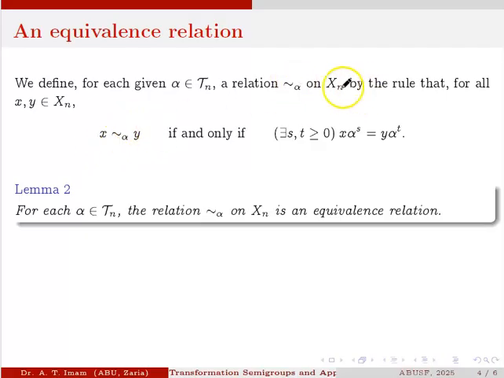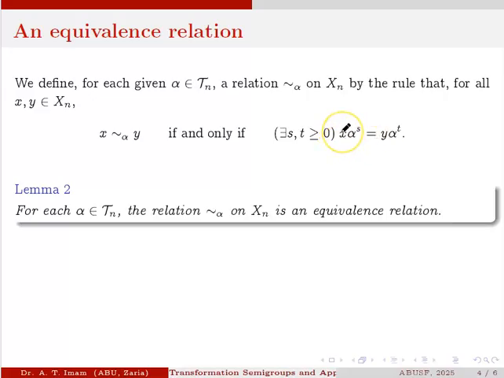So this is a relation defined on the set Xn, and it is not difficult to see that this particular relation is an equivalence relation, because every point is related to itself. And then if x is related to y, y is also related to x. Symmetry is guaranteed.